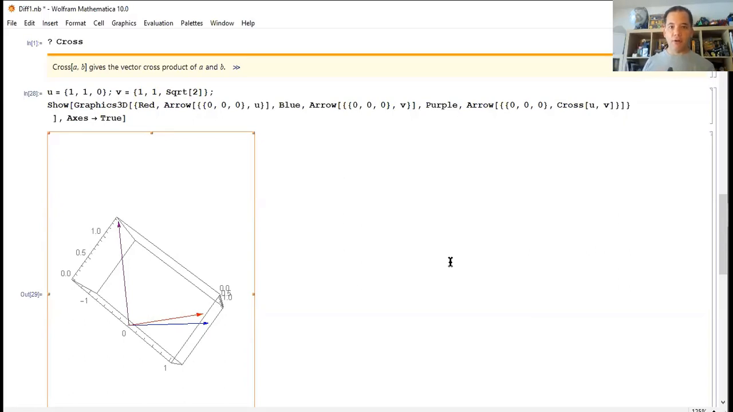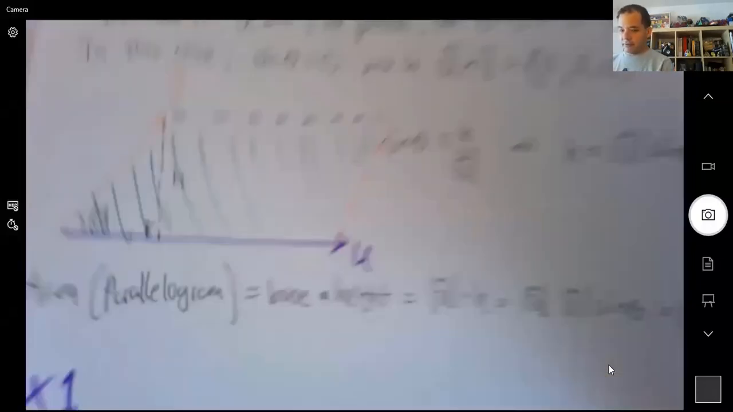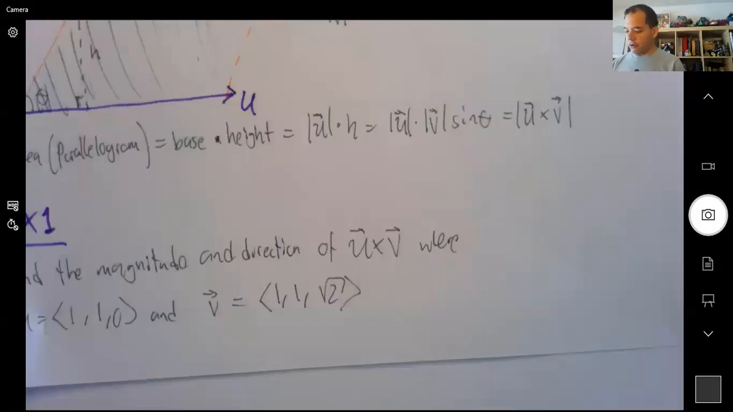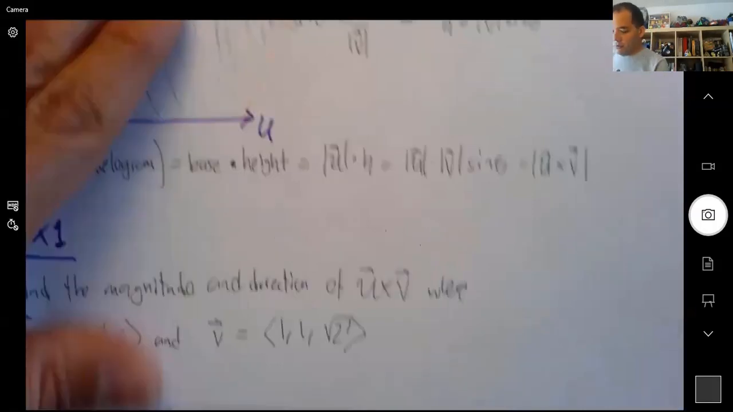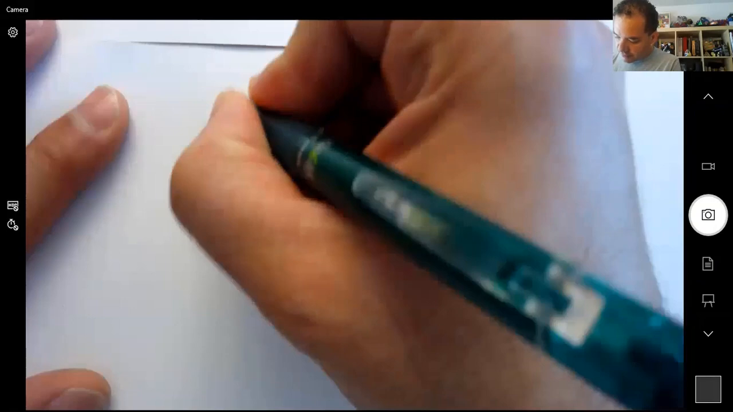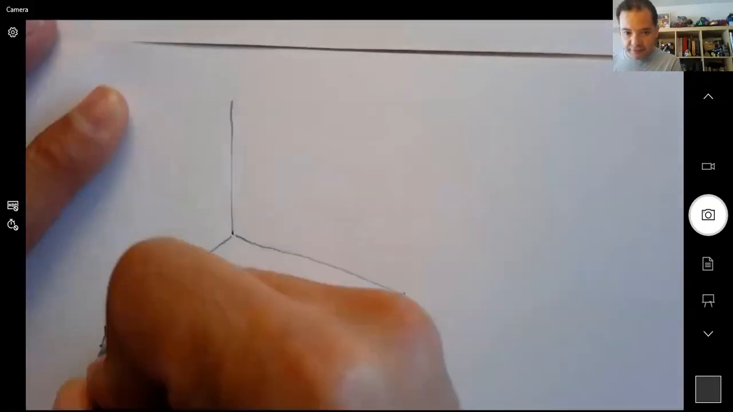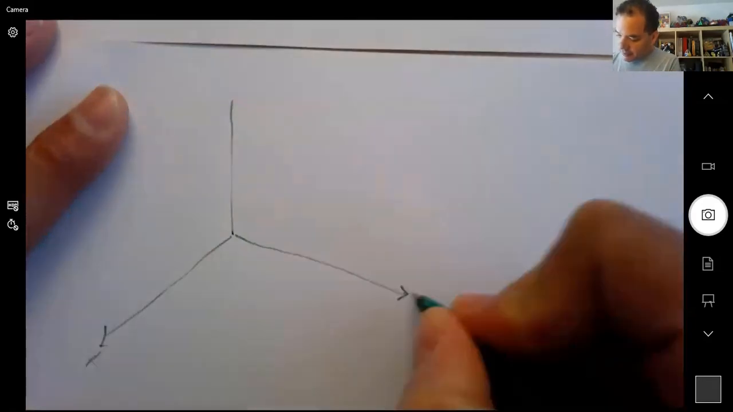So first, you need to come up with a good drawing, right? Let's see if we can do that. We want to draw these 1, 1, 0 and 1, 1, root 2. So let's put our axes first. Let's try the traditional ones. Remember, this is the X, this is the Y, and this is the Z.